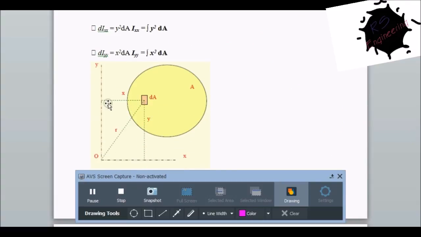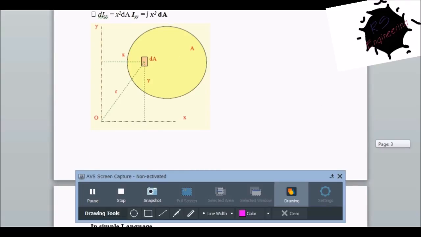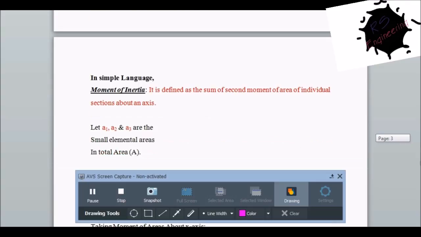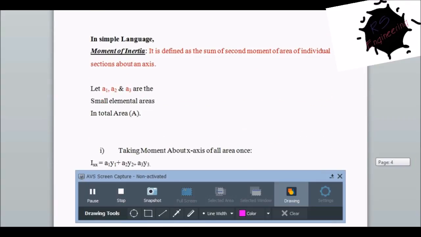See, this is the y axis, this is the x axis. The formula for dIxx is the integral of y squared dA, and for dIyy, the integral of x squared dA. Now you may think that this looks very hard to understand, so let us explain it in simpler language.